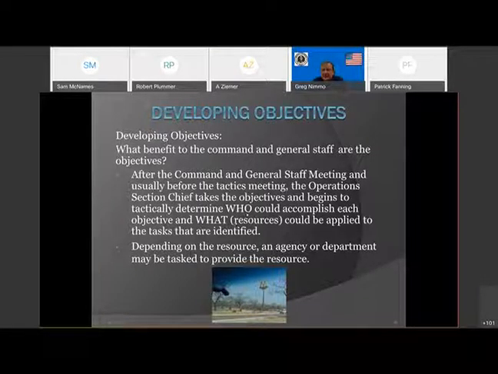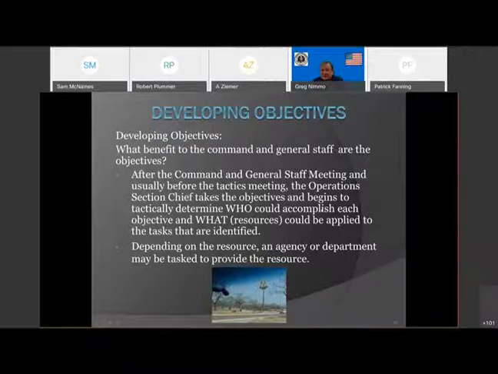So if the operations section chief sees the objective that says establish a perimeter around the affected area, the operations section chief might say, well, maybe I can talk to my law enforcement folks to help do that. Maybe they can supply resources to do that. Or maybe I go to my public works people that can help us block off roads or do whatever we need to do to establish that perimeter.